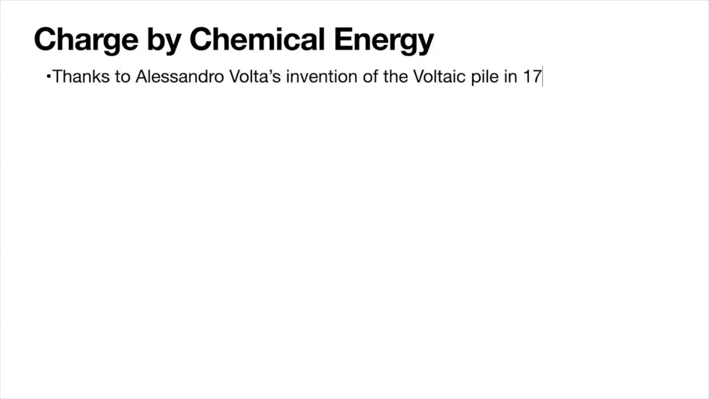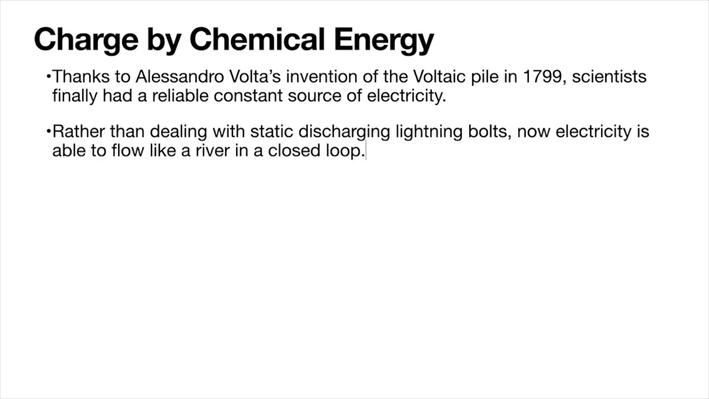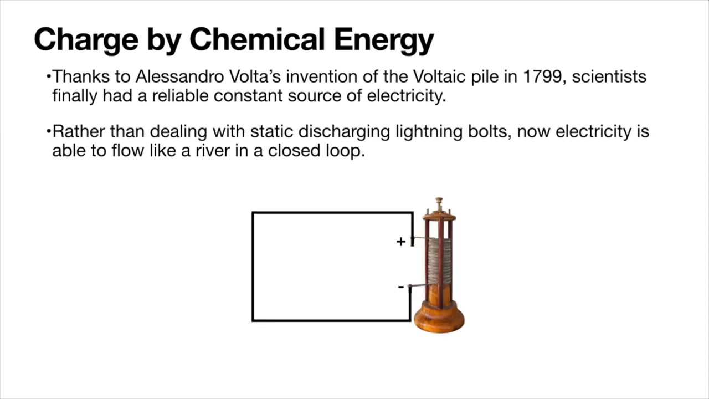Charge by chemical energy. Thanks to Alessandro Volta's invention, the Voltaic pile, in 1799, scientists finally had a reliable, constant source of electricity. Rather than dealing with static discharging lightning bolts, now electricity is able to flow like a river in a closed loop.